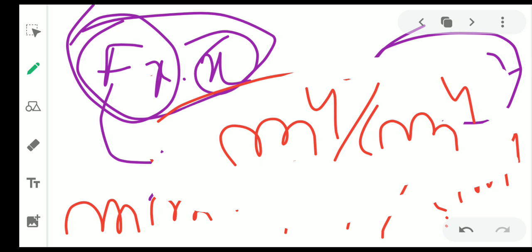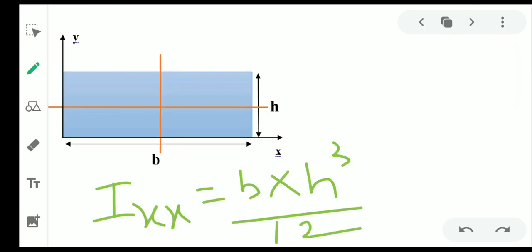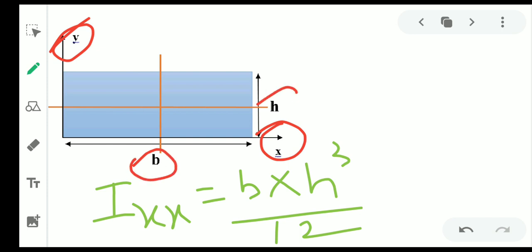Then as I told you in the centroid part also, in the first videos I will basically go through rectangular sections. So here also I am going through a rectangular section. This is a rectangular section. Its length is denoted by b and height is denoted by h. So the x-axis and y-axis you can clearly see here. This is the y-axis, this is the x-axis. The length along the x-axis is b, the height is h.